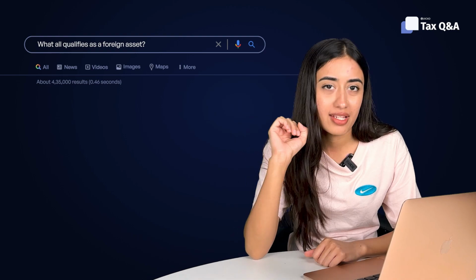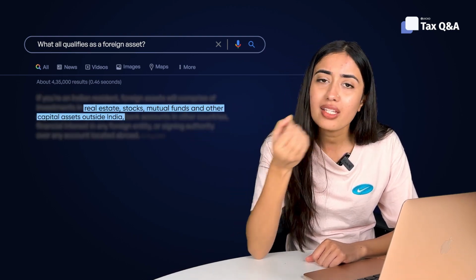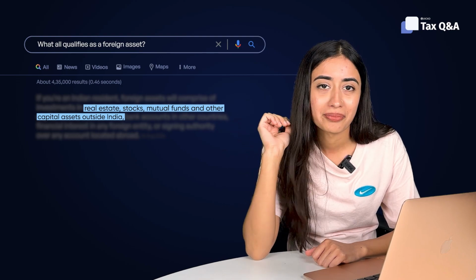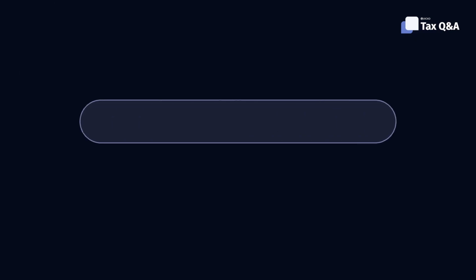Anything that holds your money in a foreign country counts as a foreign asset. This could include investments like real estate, stocks, or any other capital assets outside India. Even a bank account abroad is considered a foreign asset.